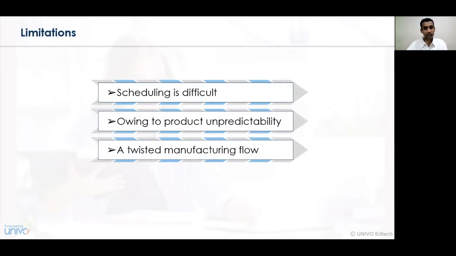A twisted manufacturing flow always. As we have seen in the procedure or activities undertaken in the job shop, the job shop activity is always of a twisted nature.